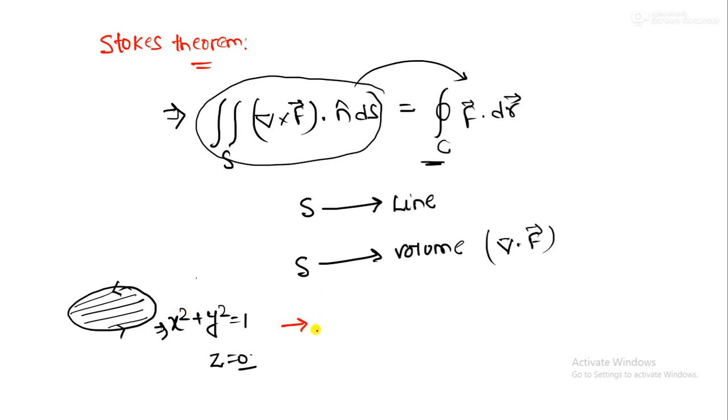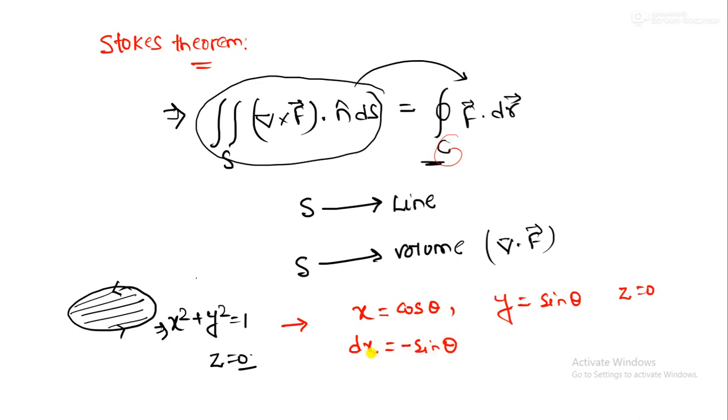Now converting it into polar form, x = r cos θ, the radius is 1, so x = cos θ. y = r sin θ, r is 1, so y = sin θ, and z = 0. I am talking about the closed curve which is lying on the xy plane. Then dx will be equal to -sin θ dθ.